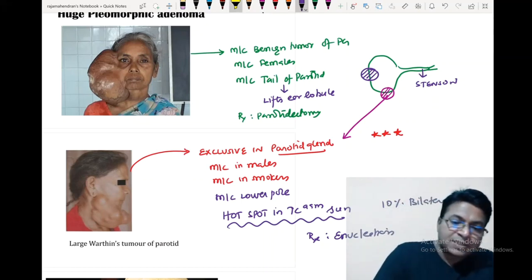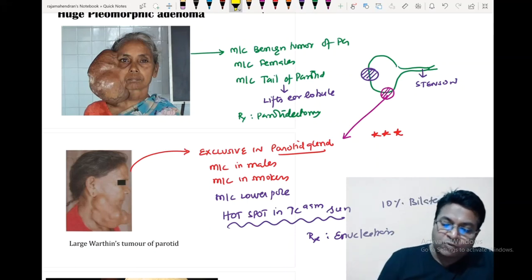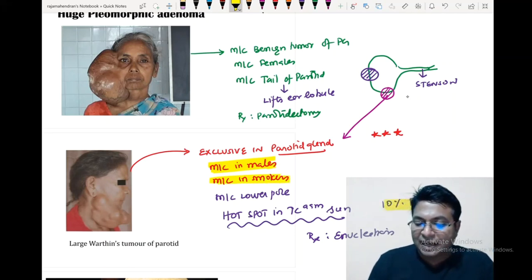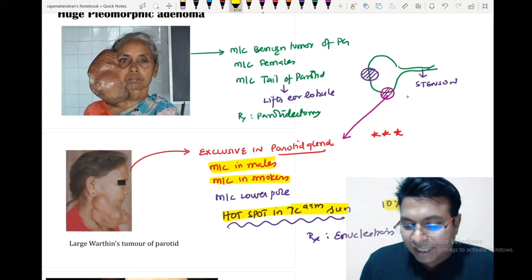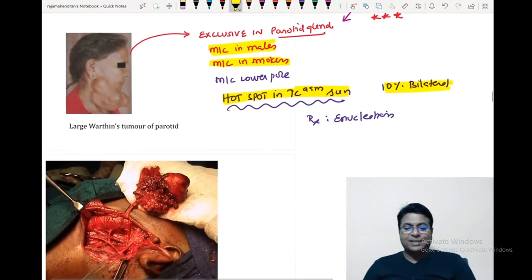The FMG examiners always ask questions from pleomorphic adenoma or Warthin's tumor, and more from Warthin's tumor. This is a tumor common in males and smokers. It is 10% bilateral, and it appears as a hot spot in technetium 99m scan. Please don't forget this Warthin's tumor for your exams.